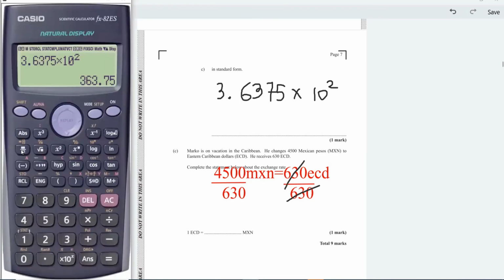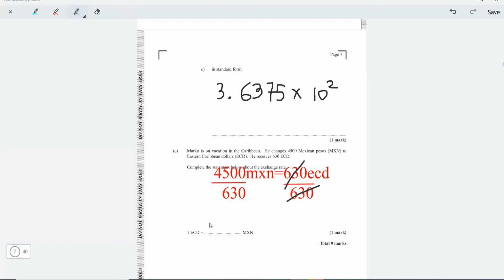4,500 divided by 630 is going to give us 7.142. It's currency, so you round off to two decimal places, 7.14. So 1 EC is, put your dollar sign, because remember it's money. So 1 EC is $7.14. Okay, that's it.